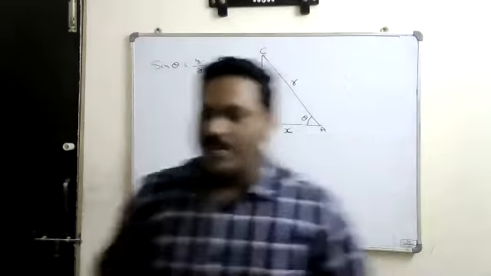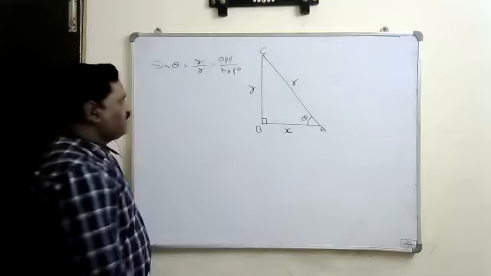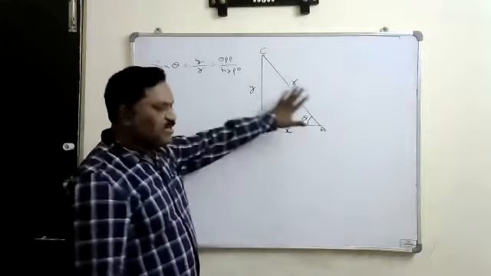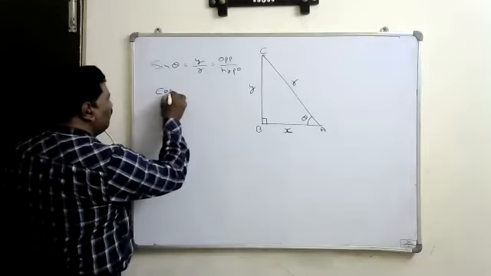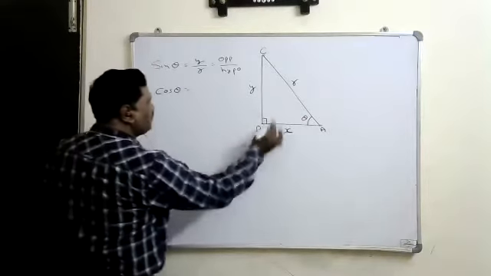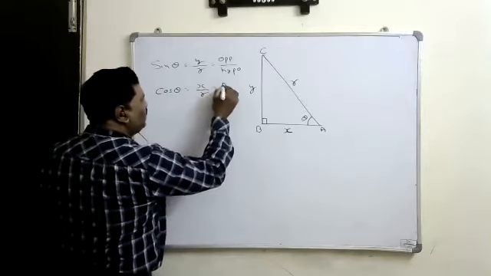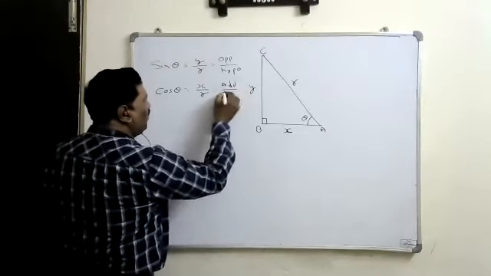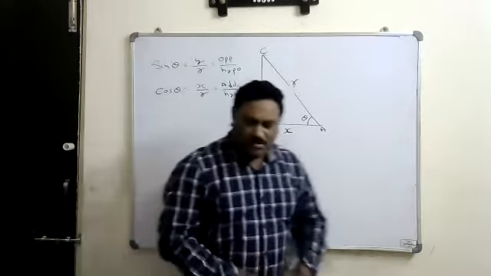Okay, so welcome back. So here the definition of sine theta is given as the opposite side by the hypotenuse, and the second function, cos theta, is defined as the adjacent side upon the hypotenuse, that is x by r. So these are the definitions given for sine and cos.